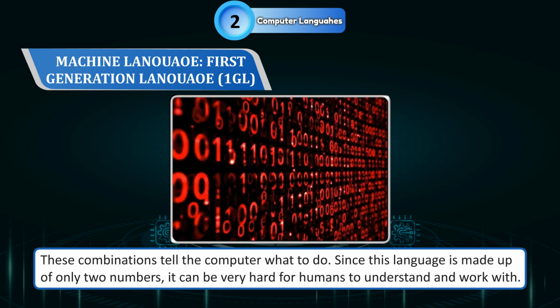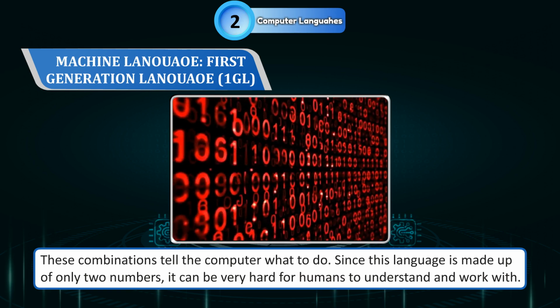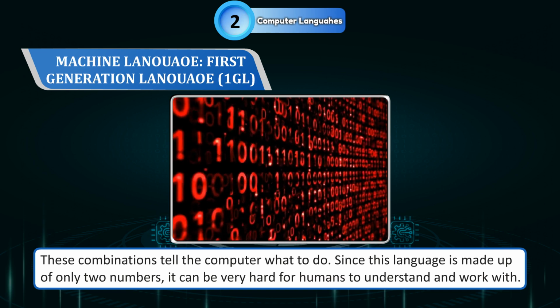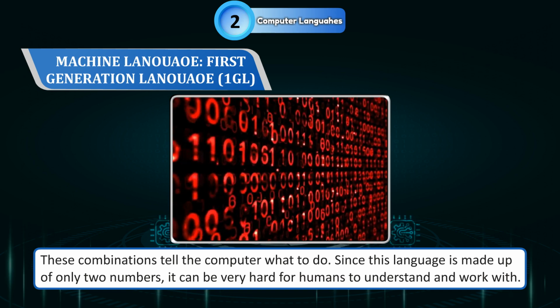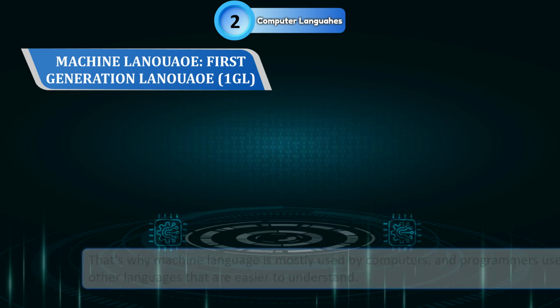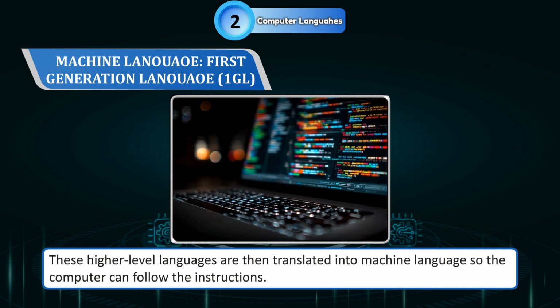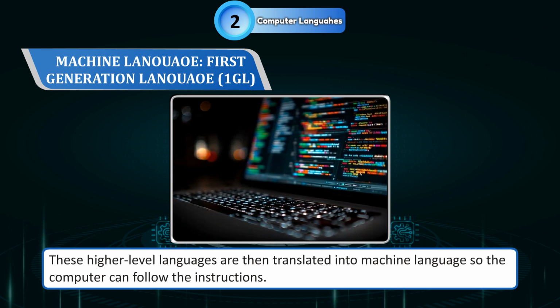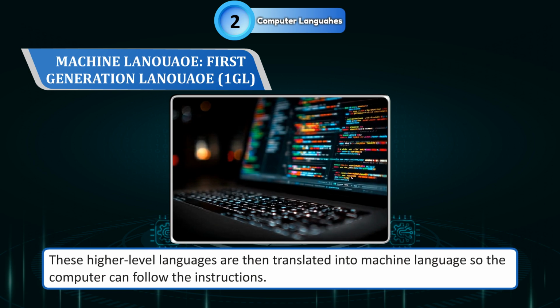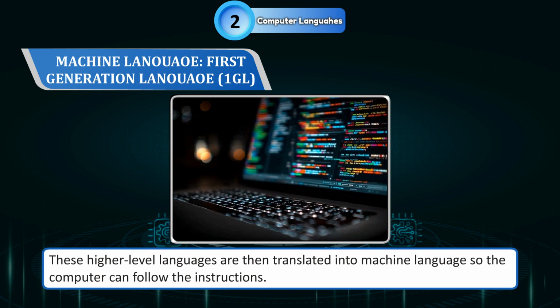Since this language is made up of only two numbers, it can be very hard for humans to understand and work with. That's why machine language is mostly used by computers, and programmers use other languages that are easier to understand. These higher level languages are then translated into machine language so the computer can follow the instructions.